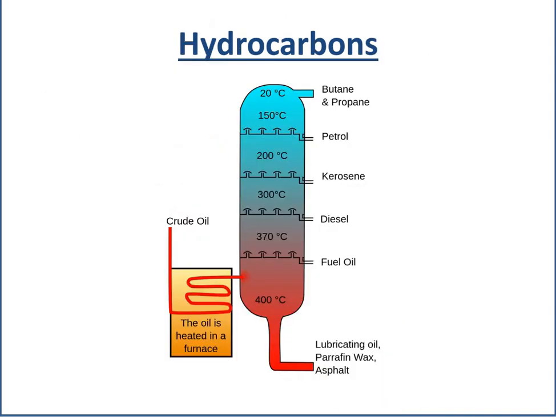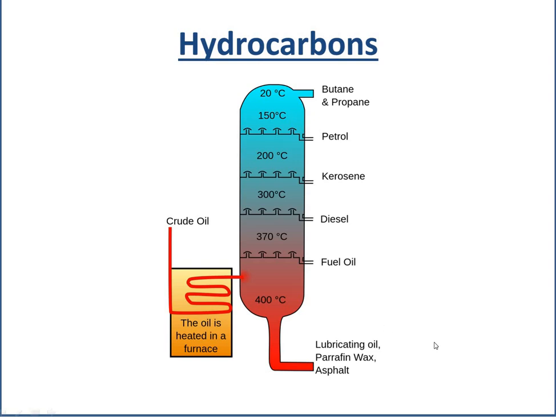So what can we do with crude oil once we've drilled for it in an oil rig? Well, crude oil is a mixture of many different chemicals called hydrocarbons. So hydrocarbons are chemicals which just contain hydrogen and carbon only. And each hydrocarbon has a different length. So the longer chains tend to have a higher boiling point, and the shorter chains tend to have a lower boiling point.